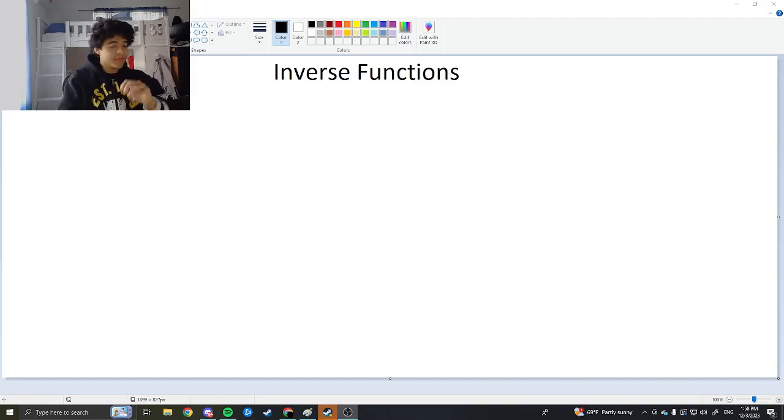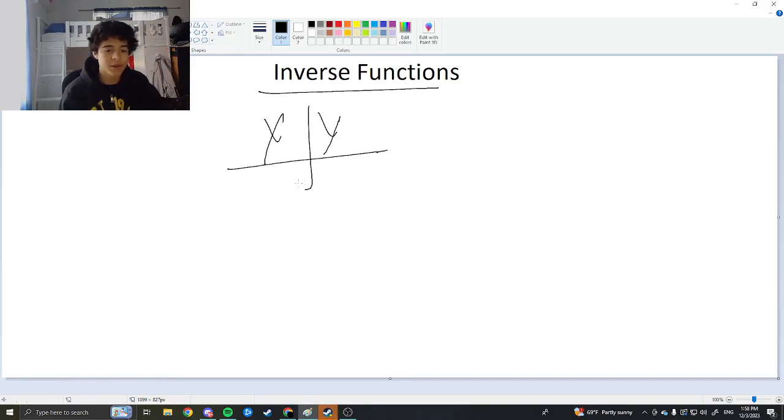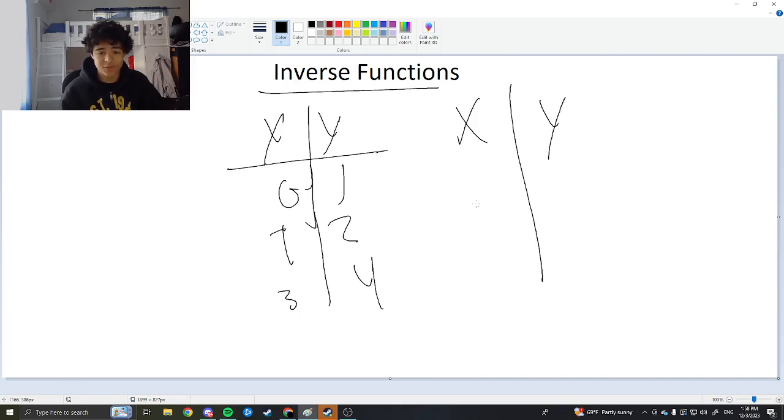Okay, up next, we have inverse functions. If y'all don't know already, an inverse function is when the x and the y are flipped, like the x inputs and the y values are flipped. So if you have a table with x, y, like 0, 1, 1, 2, 3, 4, the table of the inverse function would look like 1, 0, 2, 1, 4, 3, right?